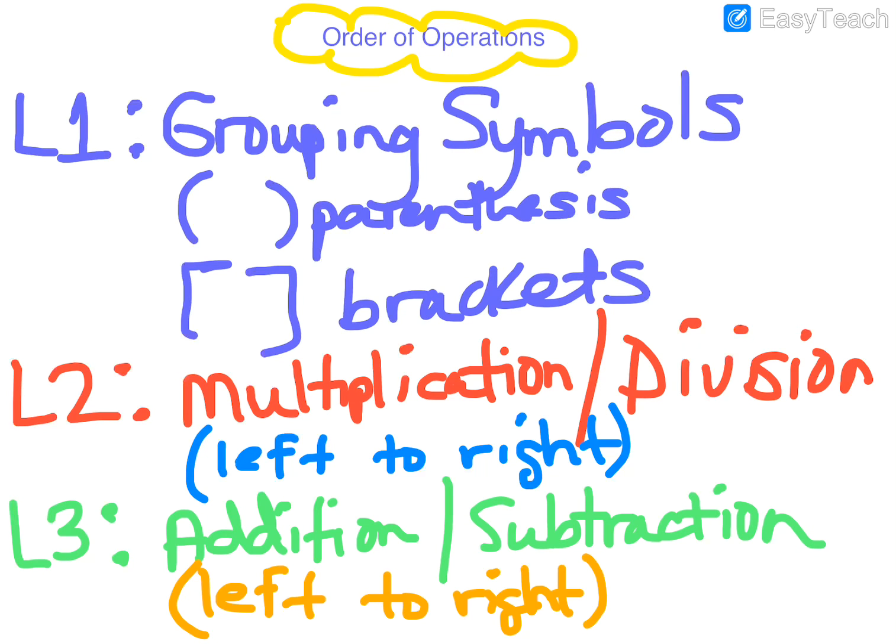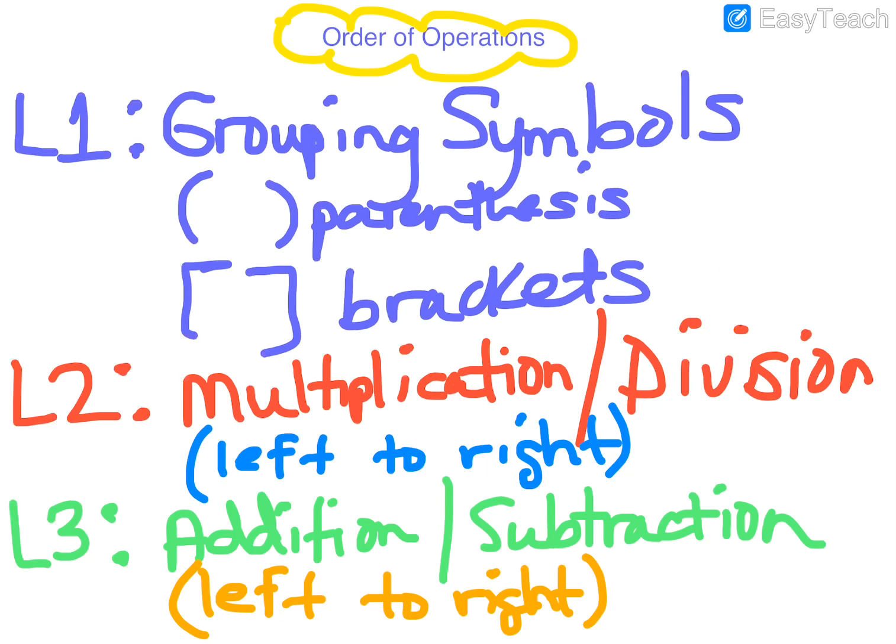Alright guys, so today we are going to be reviewing order of operations. So I want to go over the steps that we have learned. We always start with level 1. Level 1 is always going to be our grouping symbols. Our grouping symbols consist of parentheses, so you see exactly what they look like there. And then you have your brackets, and you see what they look like right here.